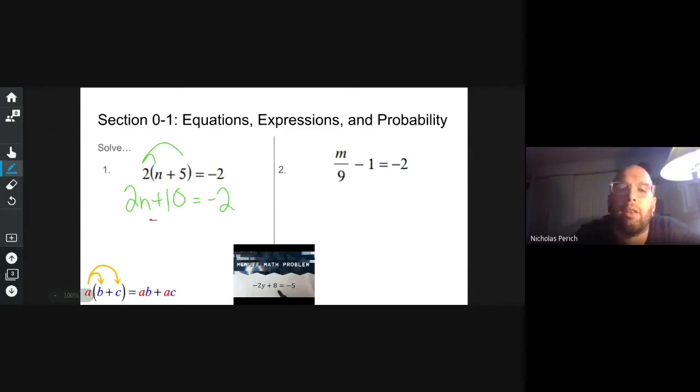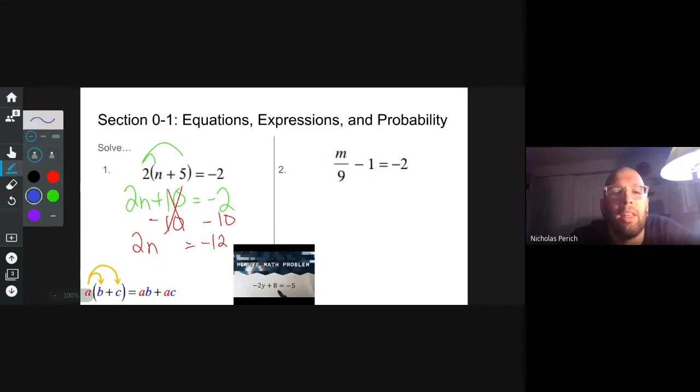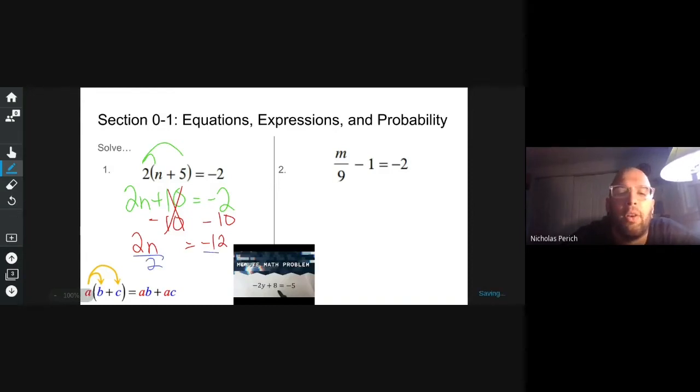Subtract 10 from both sides. Cross it out. Bring down the 2n equals negative 12, negative 2 minus 10 is negative 12. You see what I did there? I accidentally said negative 12 minus 10 when I should have said negative 2 minus 10. Look at me thinking ahead. Is n all by itself? No. What's in the way? 2. How do I get n all by itself? Divide by 2, divide by 2. n equals negative 6.